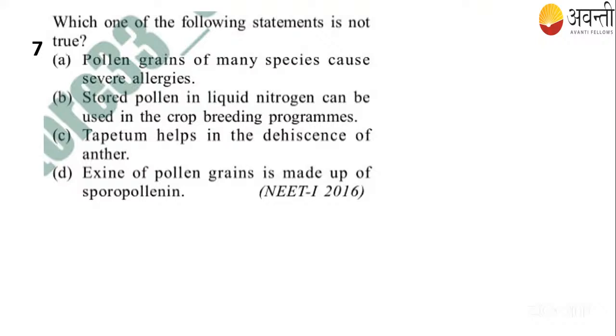You can see this question, guys. Which one of the following statements is not true? Pollen grain of many species cause severe allergies. Stored pollen in liquid nitrogen can be used in crop breeding programs. Tapetum helps in the dehiscence of the anther, and exine of the pollen grain is made up of sporopollenin. This question was asked in 2016. Can you answer this question? Which statement is not correct in this?